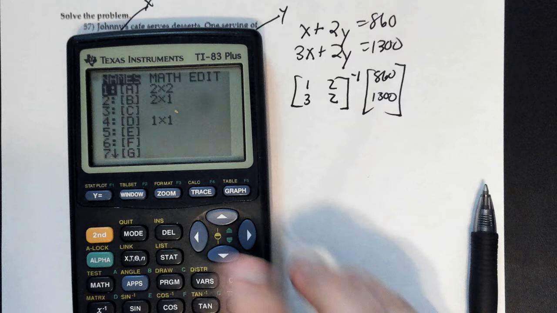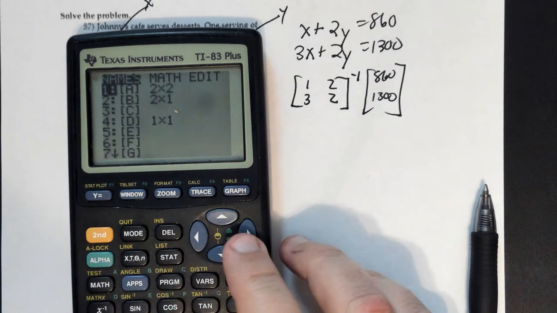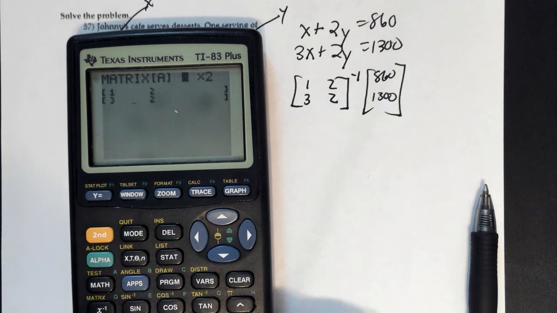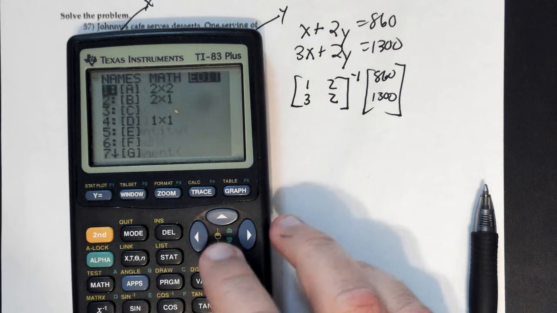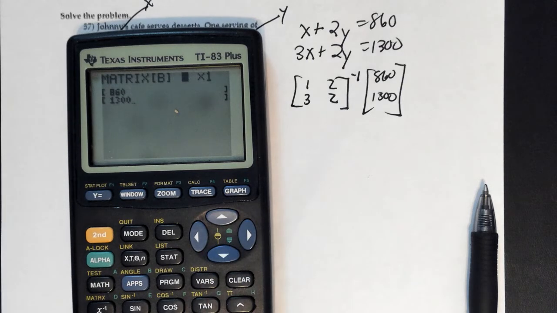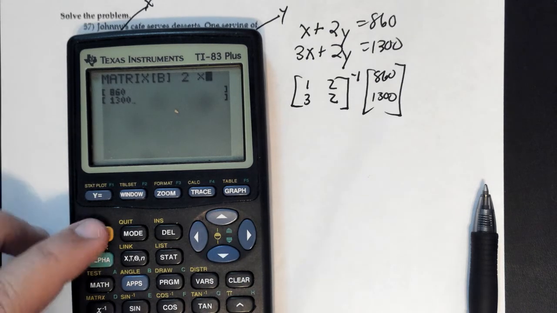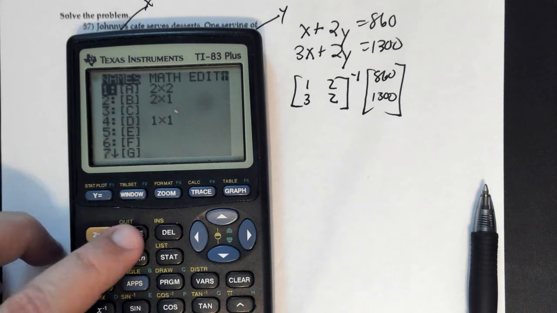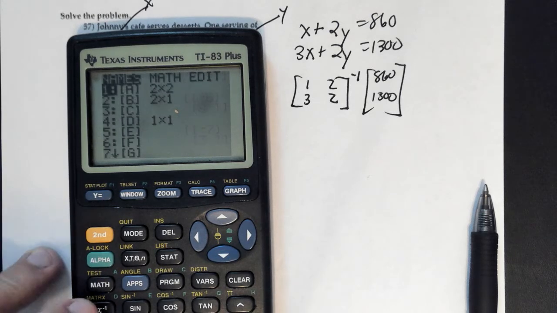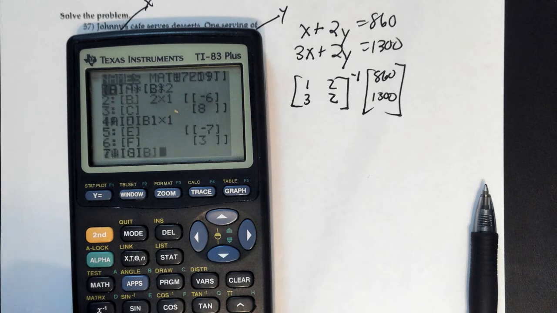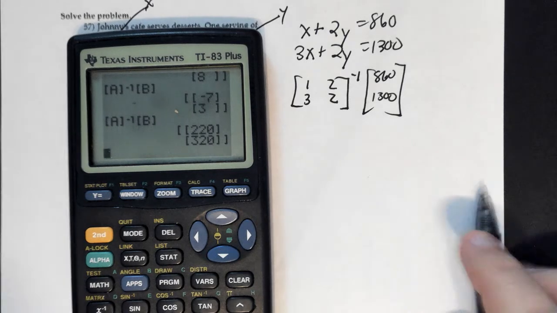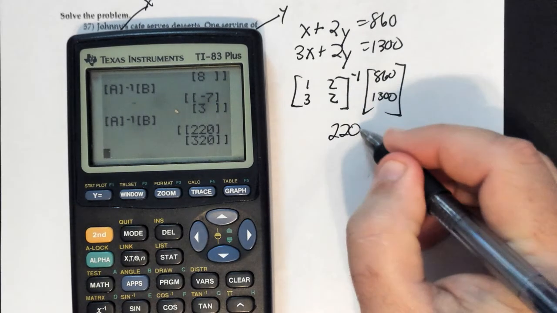Okay, so I've got the 2 new matrices in there. We're going to look at them here. Matrix A. That looks good. Okay. Go over to matrix B. That looks good. So now all I have to do is put them in. So we're going to go matrix A inverse, matrix B. Okay, so what we're going to get is 220, comma 320.